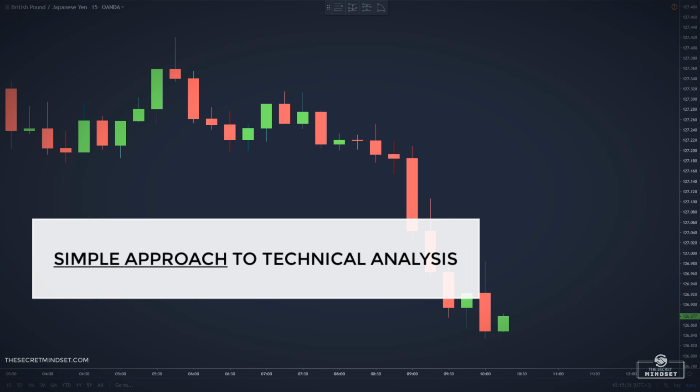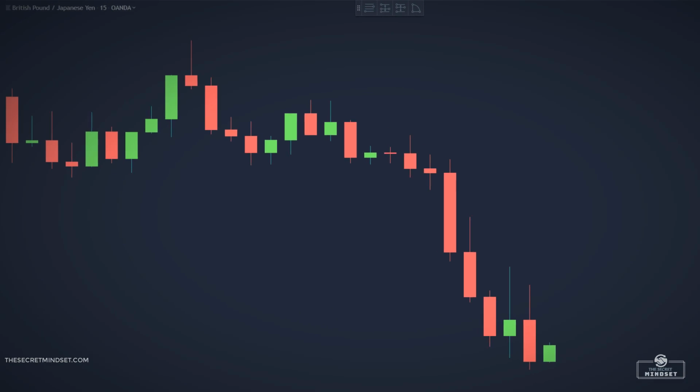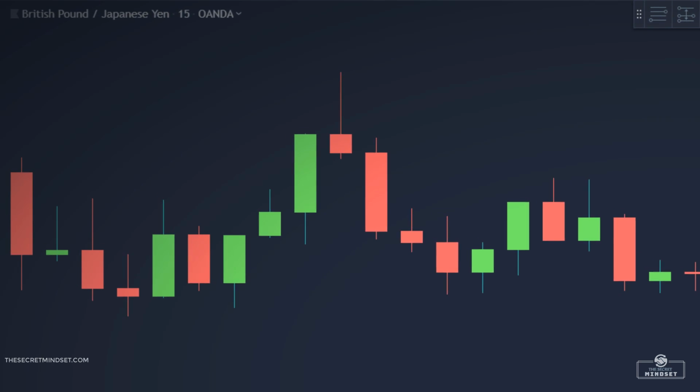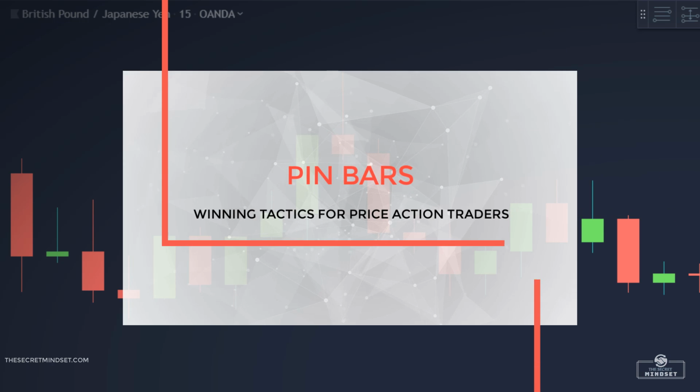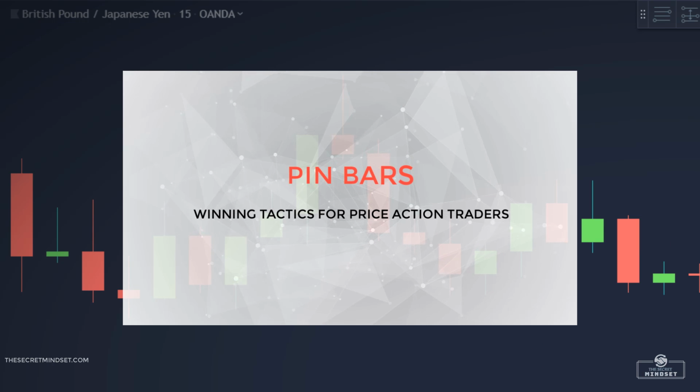The main advantage of using a pin bar trading strategy is its simplicity. Nowadays, traders use sophisticated trading strategies to come up with less productive trades. You don't have to do that when you are trading a pin bar. You just need to read price action. Today we'll talk about one of my favorite candlestick formations, the pin bar, and I'll show you how to correctly identify them in order to increase your winning ratio.